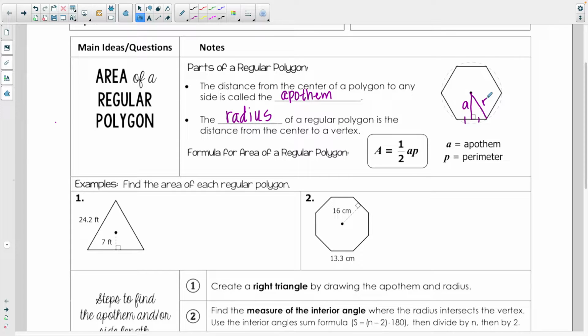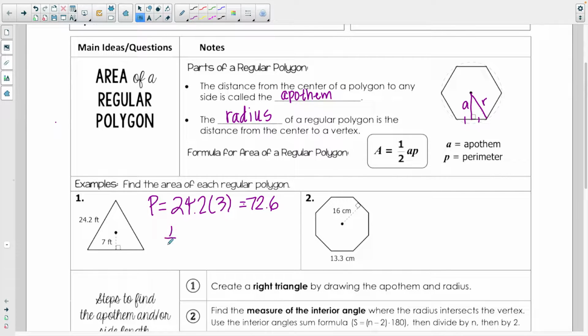So if I give you like number 1, I give you the side length, I give you the apothem, easy cheesy lemon squeezy. So to find the perimeter, we're going to do 24.2 times 3, because this is a regular polygon, meaning it's an equilateral triangle. All sides are the same. All right, somebody's going to take out a calculator because I can't do all this in my head. So you've got 24.2 times 3 for your perimeter. What is 24.2 times 3? 72.6.